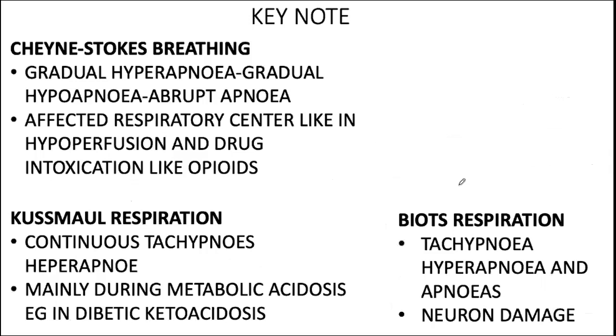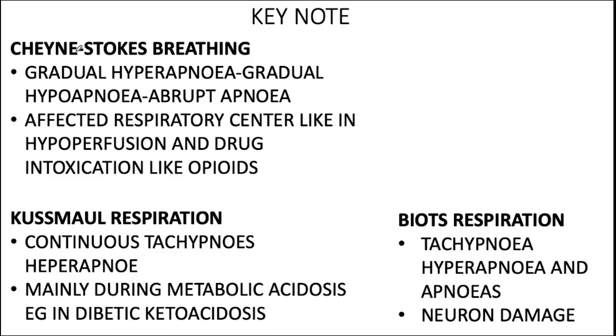Okay, let's look at some key points on this whole topic. For Cheyne-Stokes breathing, what you need to remember is a gradual hyperpnea, followed by a gradual hypopnea, and then an abrupt apnea: rise, fall, and then stop, rise, fall, and then stop. It normally affects people under drug intoxication, especially opioids. However, people with hypoperfusion as well. If there is less oxygen supply to the brain, they begin to have Cheyne-Stokes breathing. What is the side effect of Cheyne-Stokes breathing? You would get an acidosis because you are not able to expel enough carbon dioxide. So there is an acidosis created in the blood.